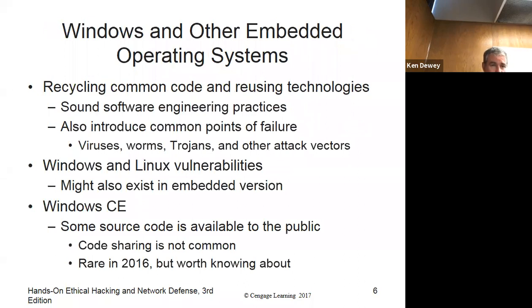So they're talking about recycling common code or reusing technologies. We talked about software practices, I think, last week. But with all these embedded operating systems, say my sprinkler has a vulnerability in it, and you could exploit that vulnerability. What could that give you access to? Well, the sprinkler is actually inside my home network. So if you could get into the sprinkler system and exploit it, you could then pivot into my network, and who knows what you can do at that point.